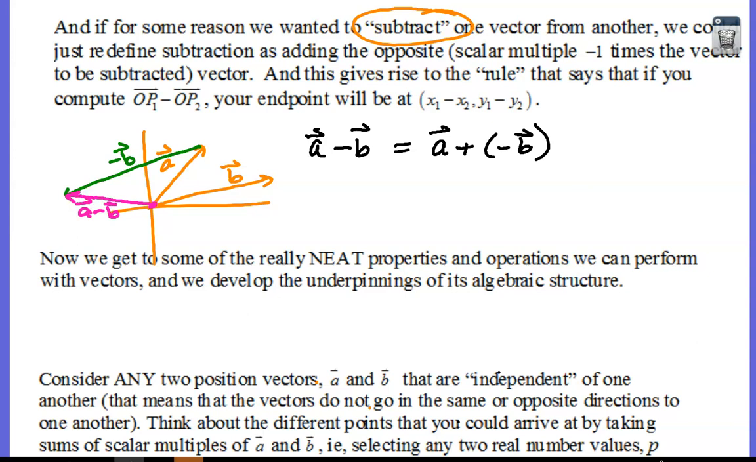Mathematically, it's super easy. If vector A was 3, 4, and vector B was 7, 3, then I would just subtract them. So A minus B would be negative 4, and 4 minus 3 would be 1. I mean, the algebraic version is really easy. But you could also just switch this to a negative and a negative, same idea, and then add them.